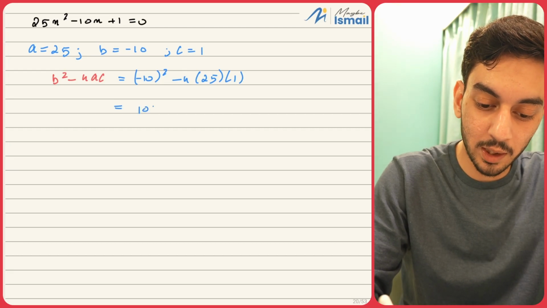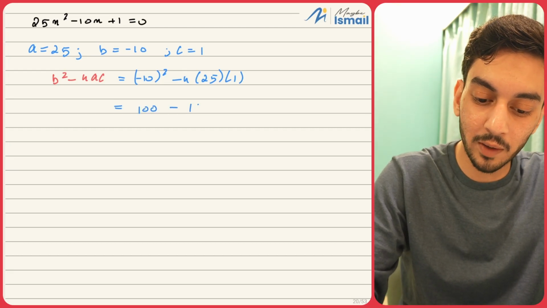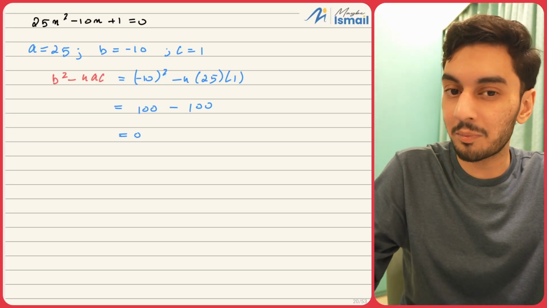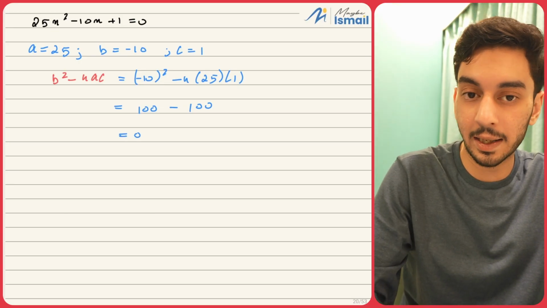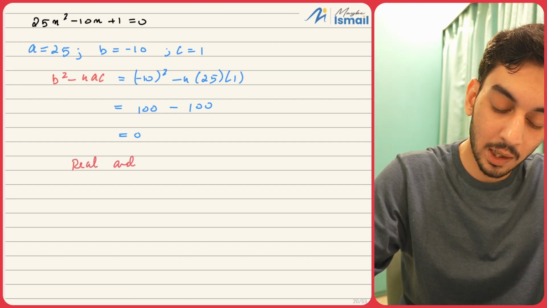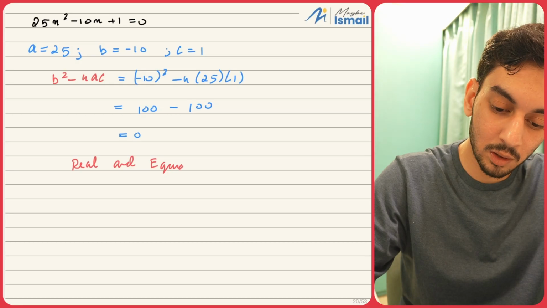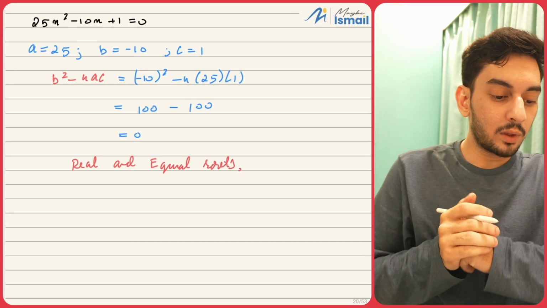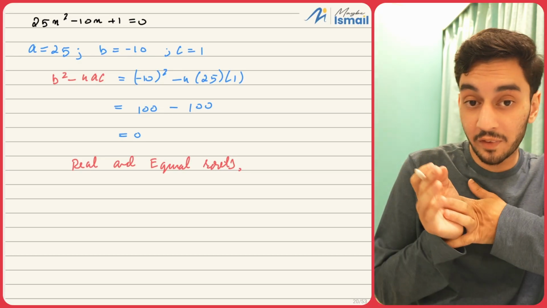So negative 10 square is 100 minus 4 times 25 is also 100, and this is 0, and 0 means that the roots are real and equal. So real and equal roots. Okay, fine.